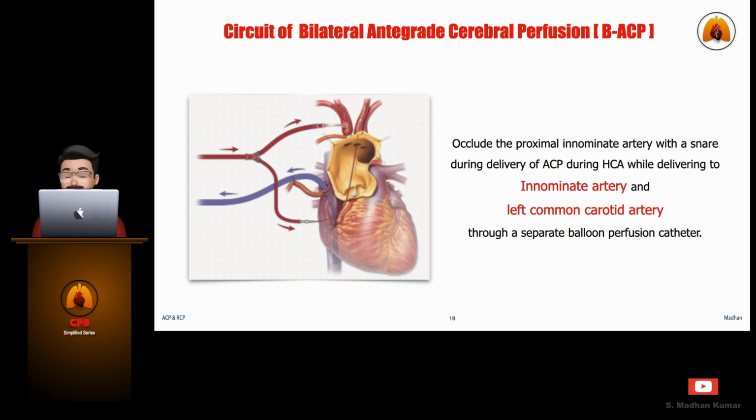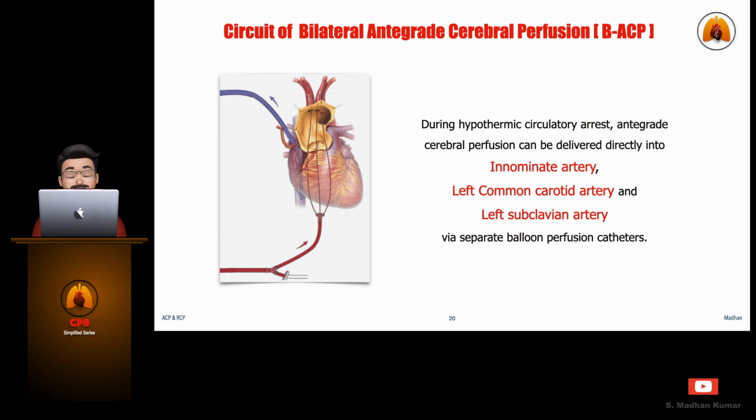This circuit shows how to deliver bilateral antegrade cerebral perfusion using the innominate artery and left common carotid artery. This circuit ensures bilateral antegrade cerebral perfusion with the use of a circuit which has a trifurcation to facilitate ACP delivery through the innominate artery, left common carotid artery and left subclavian artery through separate balloon perfusion catheters.